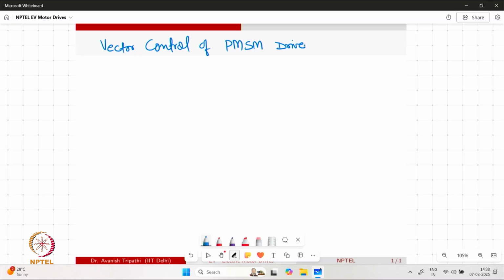So the vector control of PMSM drive has few segments. First one is the design of the controllers, and second is the implementation of the same.